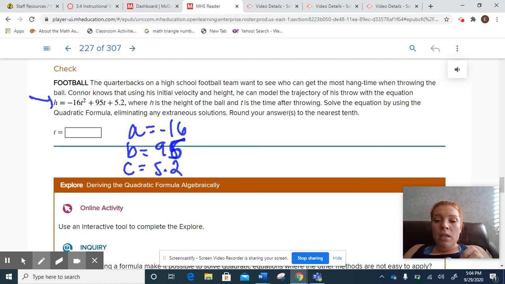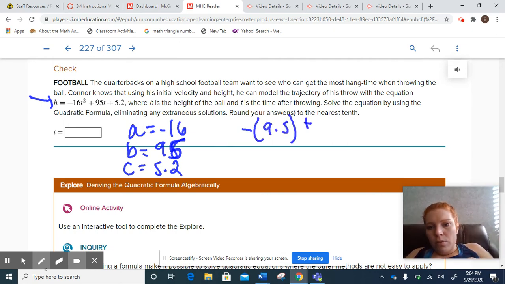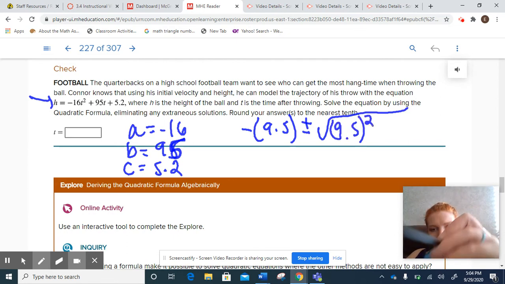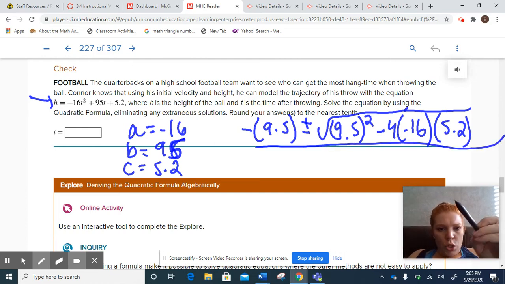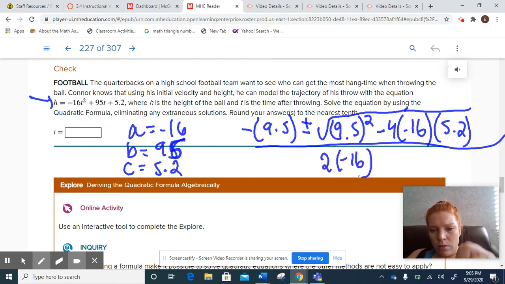I'm going to go ahead and plug them in. I'm not going to write down the quadratic formula because we don't have a whole lot of room here. So negative 9.5 plus or minus the square root of 9.5 squared minus 4 times negative 16 times 5.2, and then all divided by 2 times negative 16. So once again, going to plug the entire square root into the calculator.